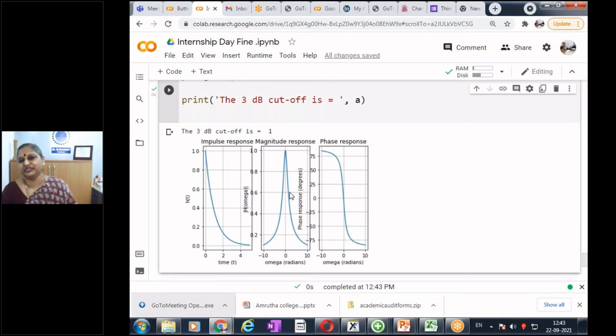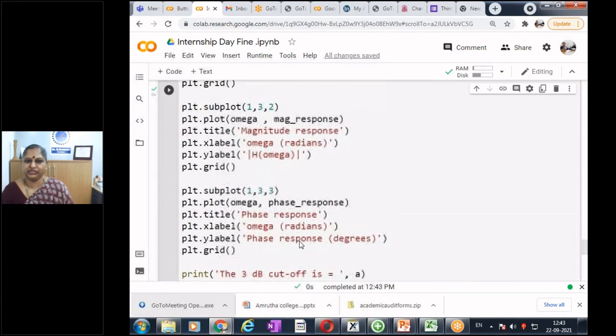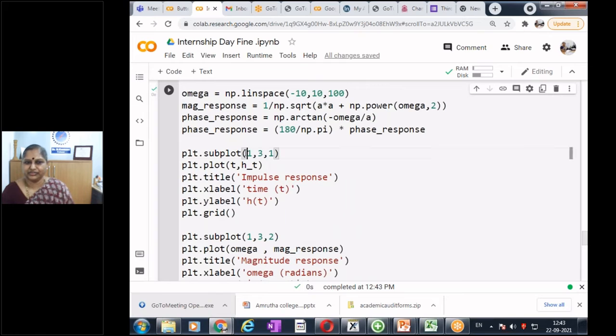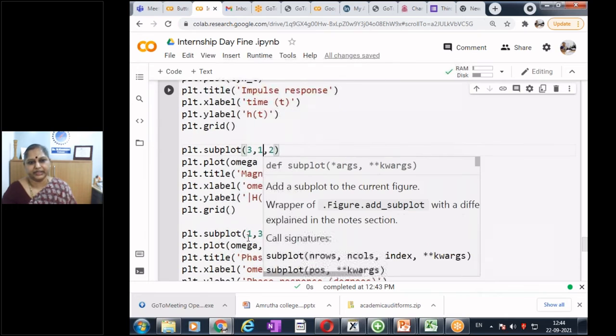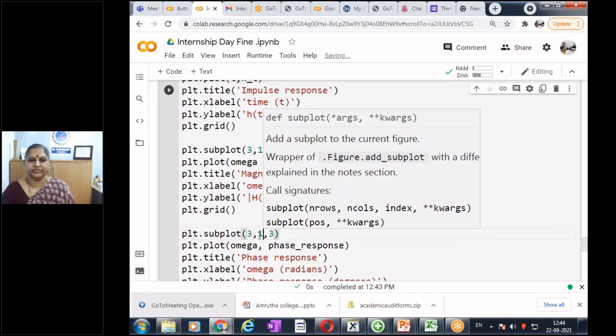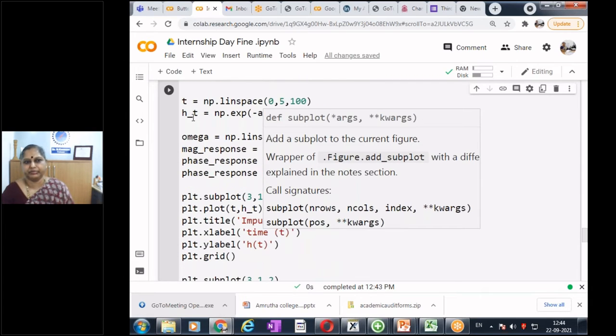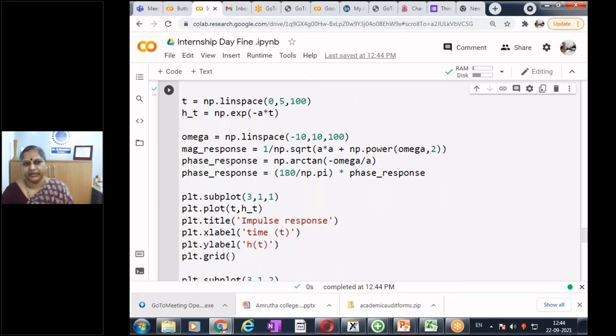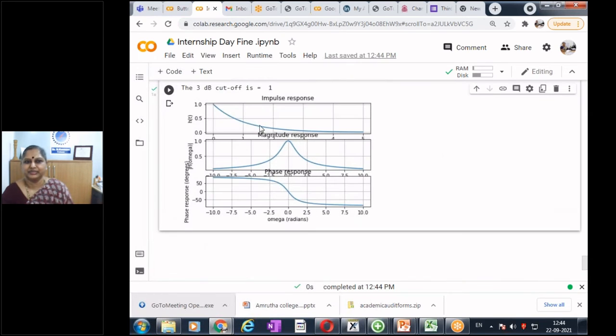Putting A equal to 1, this is my impulse response. If you feel one beside the other is not so clear, make it 3, 1, with the same number everywhere, and then run it. This is my impulse response, this is my magnitude response, and this is my phase response.